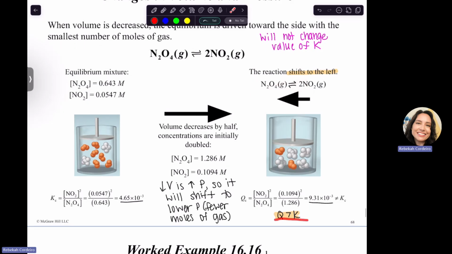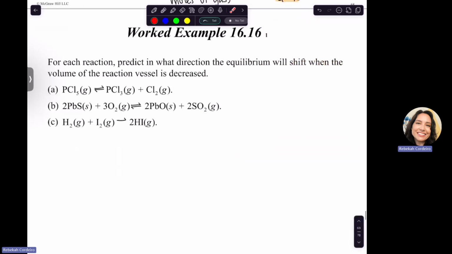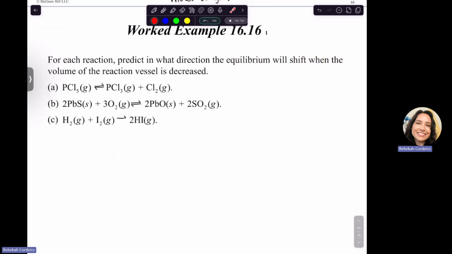You can also think about it in terms of Q or K if you're told the concentration and the volume changes. So why don't you try these three? If the volume decreases, so if the volume gets smaller, what would happen? Would it shift right or shift left?